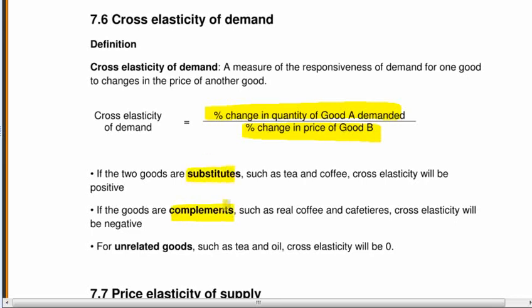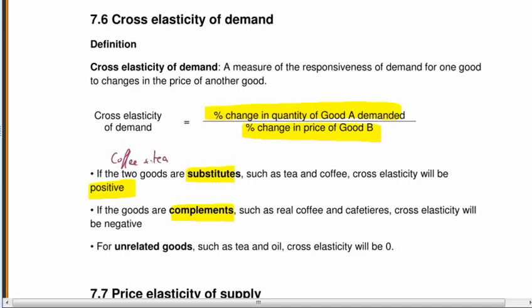This depends whether the goods are substitutes or complements. See if you can work this through in your mind. If the two goods are substitutes, the cross elasticity will be positive. They'll move in the same direction. So substitutes, we said that would be something like coffee and tea, didn't we?